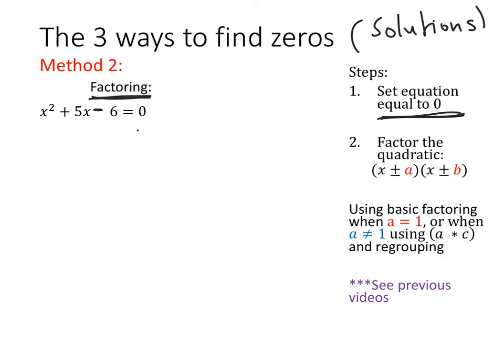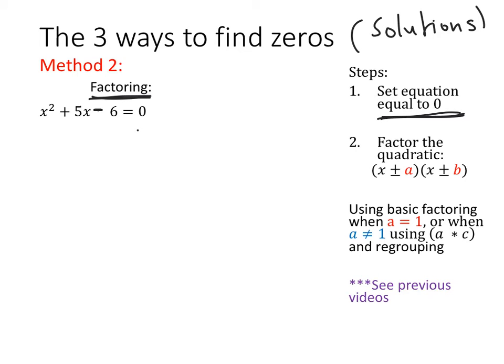We're going to get x plus or minus a and x plus or minus b, where a and b would be two different numbers, but it doesn't necessarily have to be plus and minus. It would be either x plus a, x minus a, and then the same thing with b. Now we're going to just use our basic factoring method when a is 1, so we're just going to find factor pairs. Or if a is not equal to 1, then we would use the a times c method and regroup. And if you wanted to, we have those previous videos up on this channel as well.